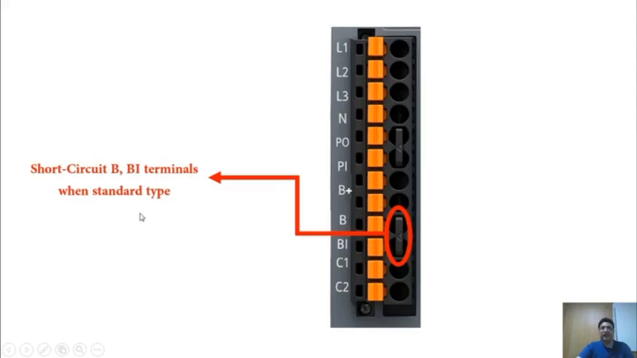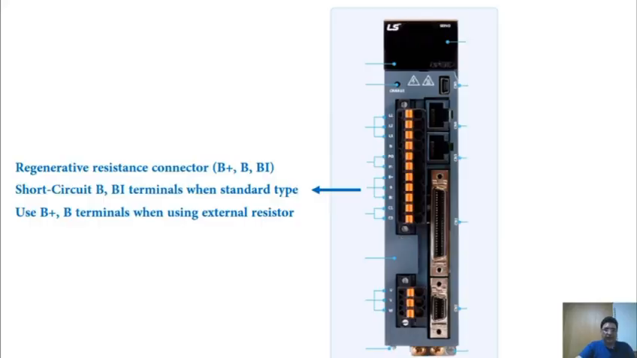So, in drives with a capacity of up to 7.5 kilowatts, this part is short-circuited. But for drives with a power greater than 7.5 kilowatts, it is necessary to add the brake resistor externally. So in these cases, we add a resistor externally to the B positive and B terminals. This ensures proper operation and safety during braking.